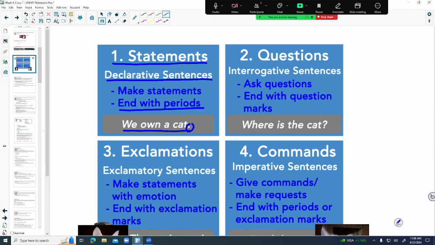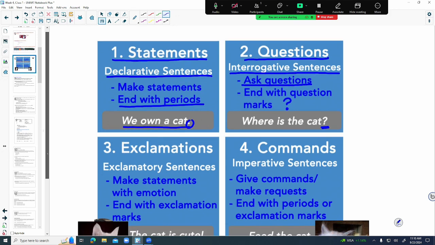The second type of sentence asks questions, and these are called interrogative sentences. As I said, they ask questions, and of course, because they ask questions, they end with a question mark. So, where is the cat? You're asking something, you're expecting someone to answer you.